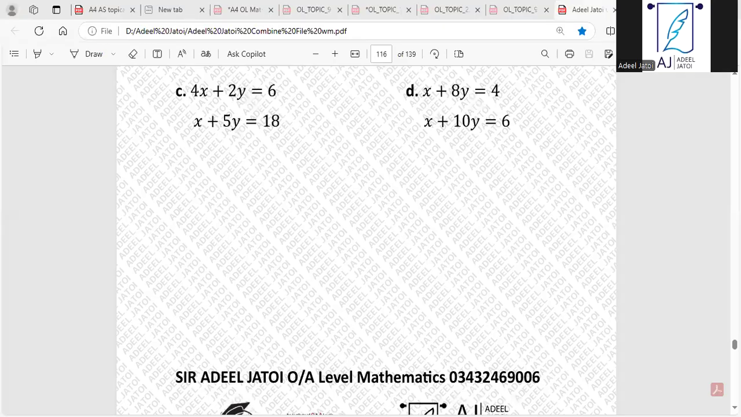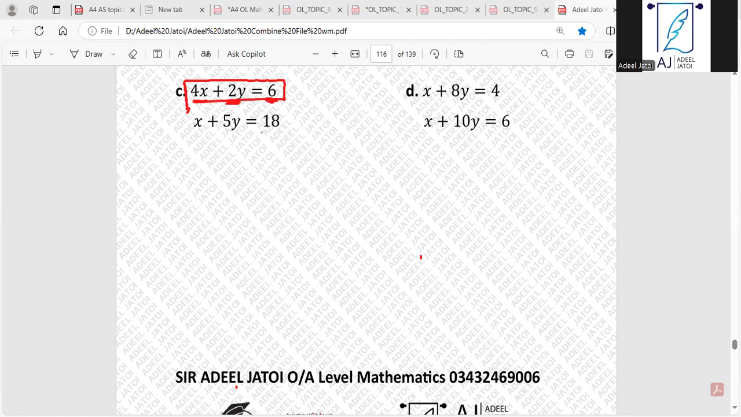We are starting off with a different type of simultaneous equation than we did in part one. Now, in this, you already know that there is the number, right? And that number is 4x plus 2y equal to 6. Now, this is your equation. And the other equation is x plus 5y equal to 18.